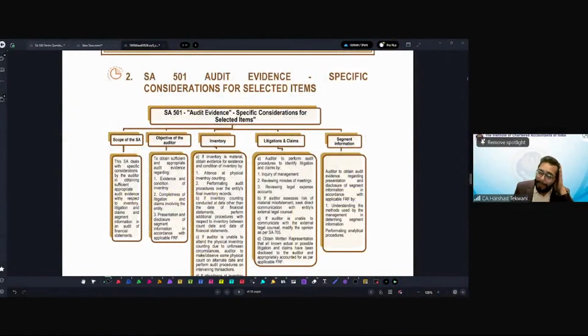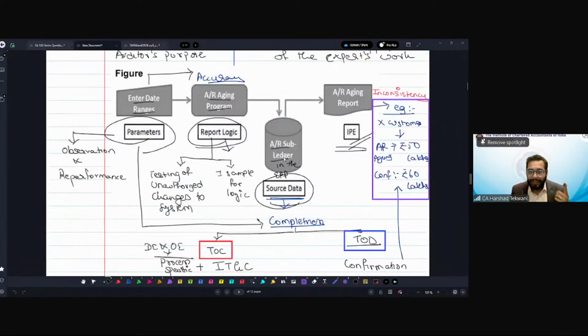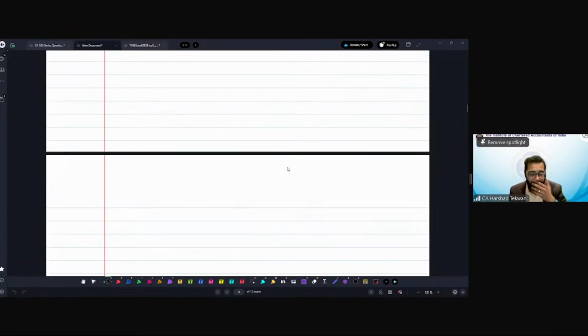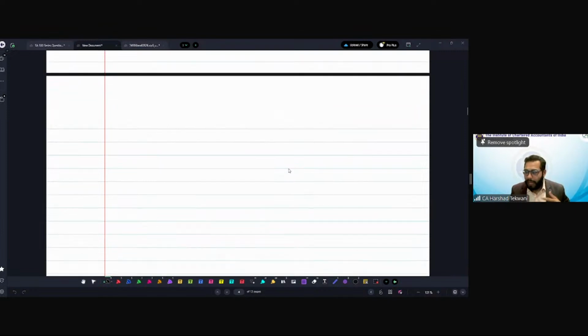Hello everyone, welcome back. Let's continue the session. We were discussing SA 500, we discussed that in detail. Now, I want to shift to the next topic, that is SA 501. The reason we are shifting to SA 501 and not solving the questions is because both of the SAs are linked to a certain level, and we will be in a very good position if we understand both of the SAs together and then solve the questions together for both.